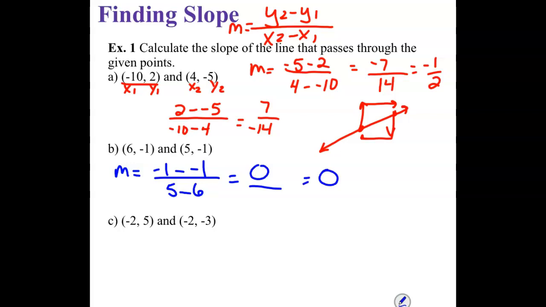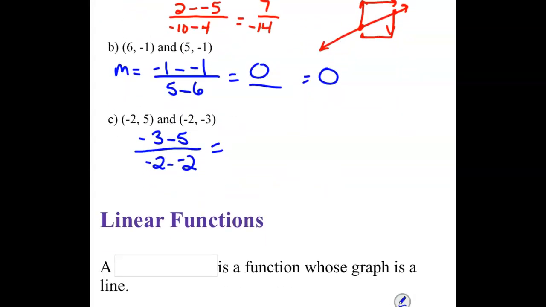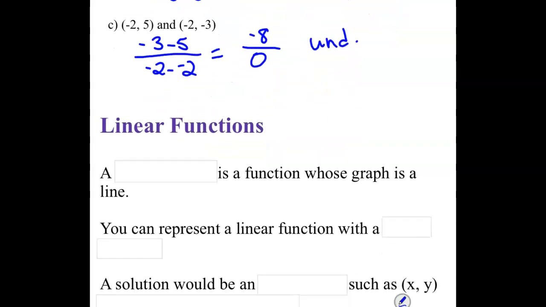Okay, for part C, when we subtract, if I do negative 3 minus 5, then I have to do negative 2 minus negative 2. What happens on this one? The denominator becomes 0. And anything divided by 0 is undefined. In this case, we have negative 8, but still going to be undefined. All right, questions on slope at all?